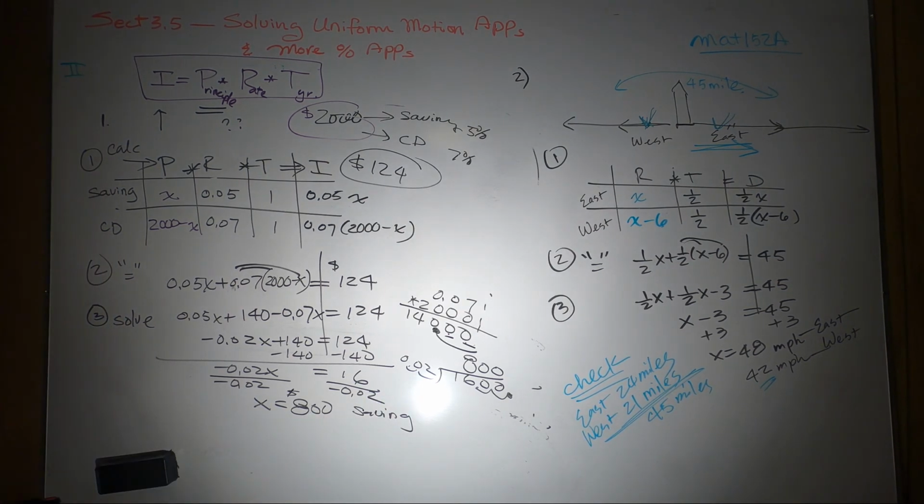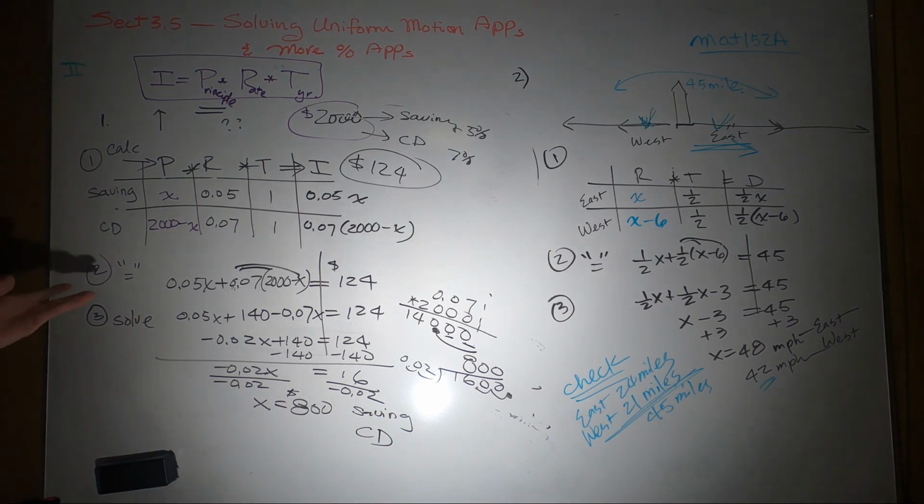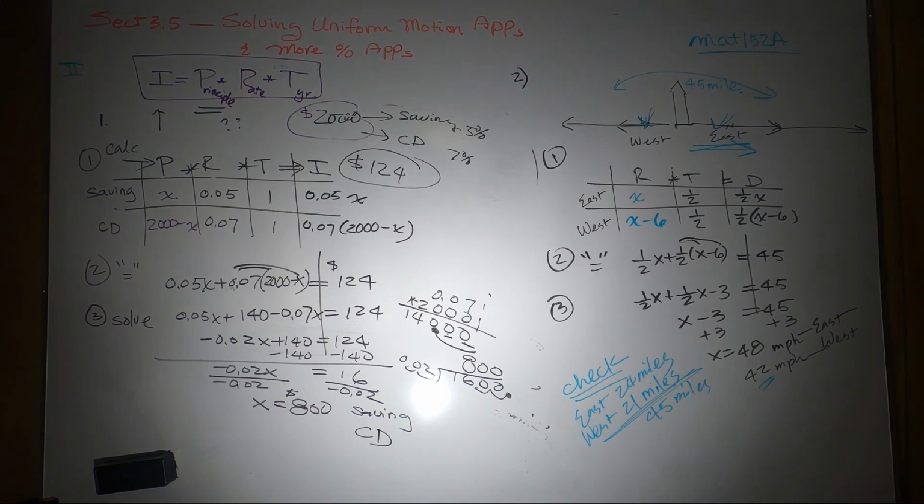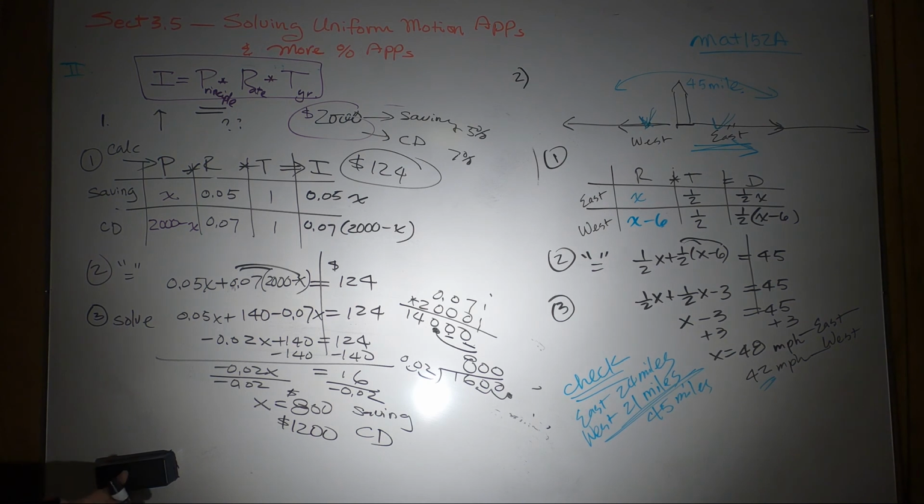If you have 800 in saving, how much is in the checking CD? What do you think? Total 2,000, right? Then 800 put away for saving. Remaining would be what? 1,200 for the CD. That's how you would do it, okay?